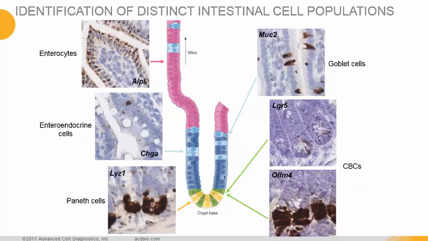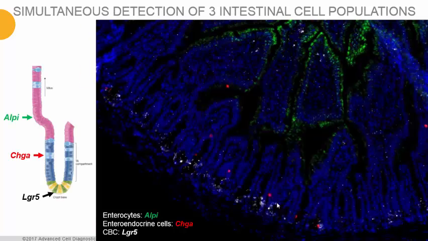And this is just those same cell populations identified by their respective markers using the RNAscope assay at a higher magnification. Simultaneous visualization of multiple intestinal cell populations is possible using the RNAscope multiplex fluorescent assay. Here we can detect enterocytes, enteroendocrine cells, and the crypt-based columnar cells in the same small intestine section using probes for the markers intestinal alkaline phosphatase 1 in green, chromogranin A in red, and LGR5 in white.